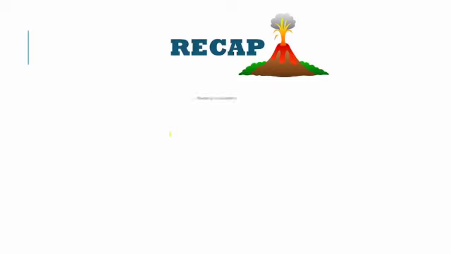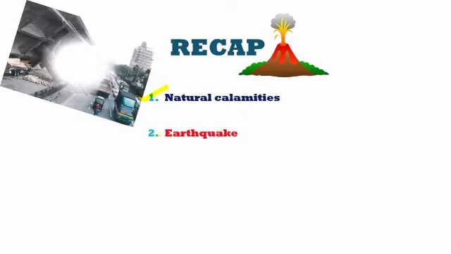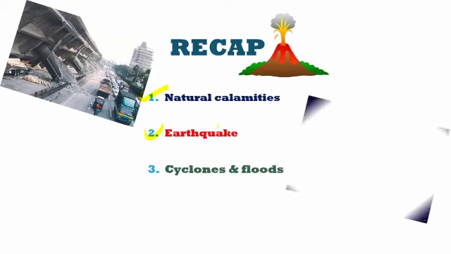Let's do a quick recap. We first looked into what were natural calamities. We said that calamity is when all our property and lives are lost, and when they are caused due to natural factors, we call it natural calamity. Then we looked into earthquakes. We said that the earth shakes, the building shakes, and there are cracks that develop and it's an earthquake. We even learnt what we should do when there is an earthquake.